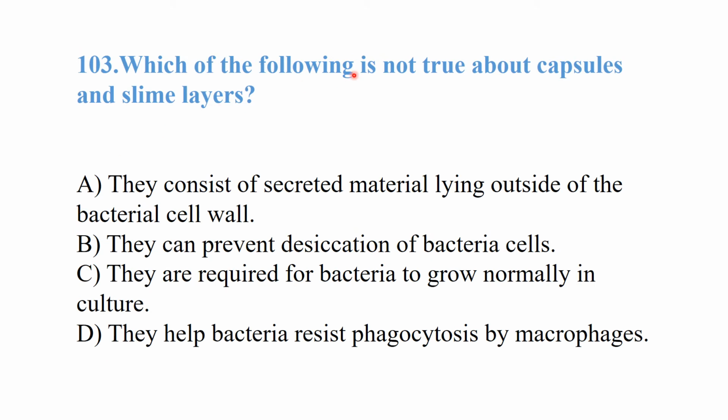Which of the following is not true about the capsules and slime layer? Capsule, that is a layer surrounding the cell wall in some bacteria. So which is not the function of the capsule? They are required for bacteria to grow normally in culture. These are not required for bacteria to grow normally in the culture. All the other functions, they consist of secreted material lying outside of the bacterial cell wall. They can prevent desiccation of bacterial cells, yes. They help bacteria resist phagocytosis by macrophages, yes, but they are not required for the growth.